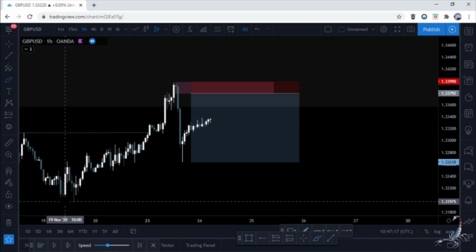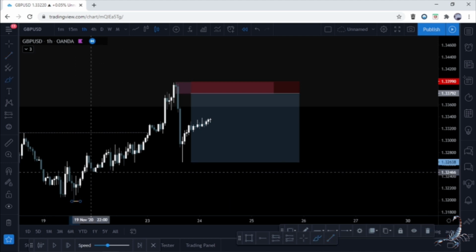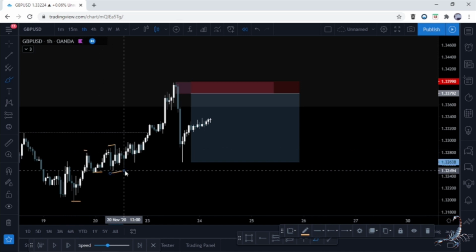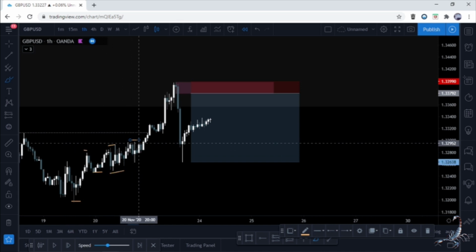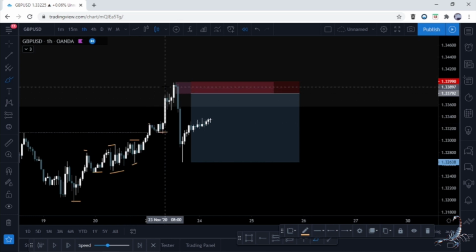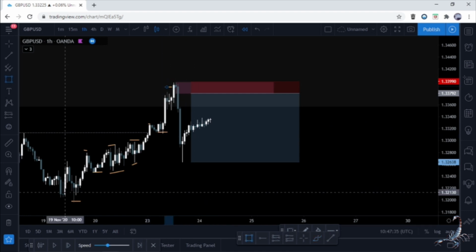Use this tool. So this was a 1 hour uptrend, higher highs, higher lows. There's a low, higher high, higher low, higher high, higher low, higher high, higher low, higher high, and it broke that structure and that structure. So that's why the trend changed from an uptrend to a downtrend.